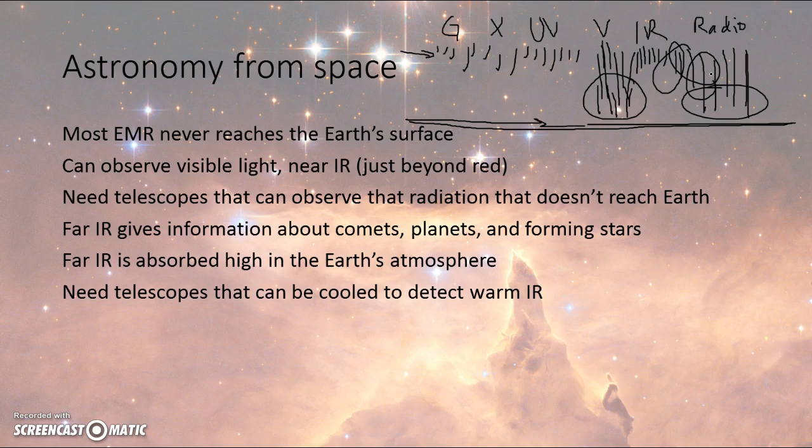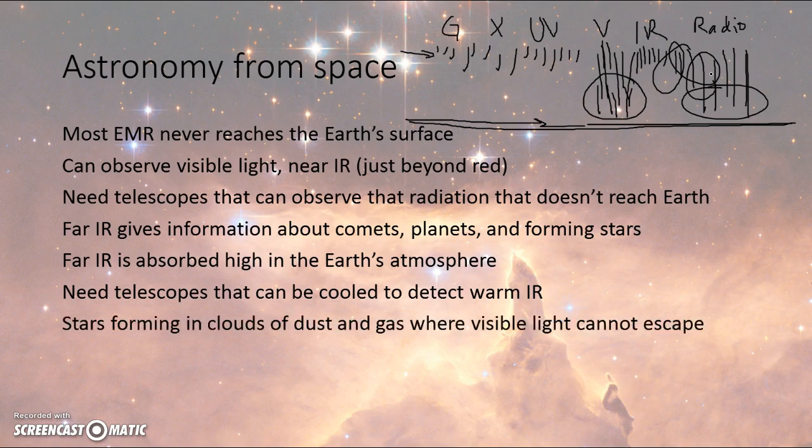Okay? And when we send these up, these ones that detect the IR, because IR is all about heat and body radiation, the radiation of body and heat that's coming off, you need to have telescopes that are cool, because if they're not cool, they're not going to detect the warm IR that's coming through. So you have to send telescopes up that can be cooled. And they're looking for stars forming in clouds of dust and gas where visible light cannot escape. But radio waves can escape and IR can escape.